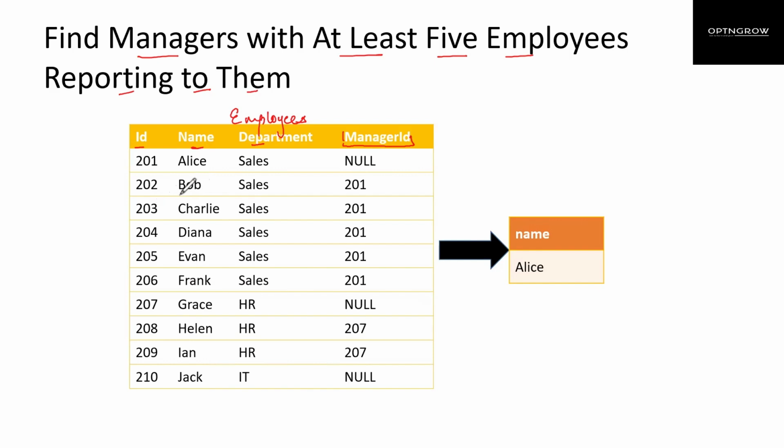What I mean to say is Bob's manager ID is 201. So who is Bob's manager? It's Alice. I hope I'm clear with the table. Now let's see what we have to do, what we have to find.